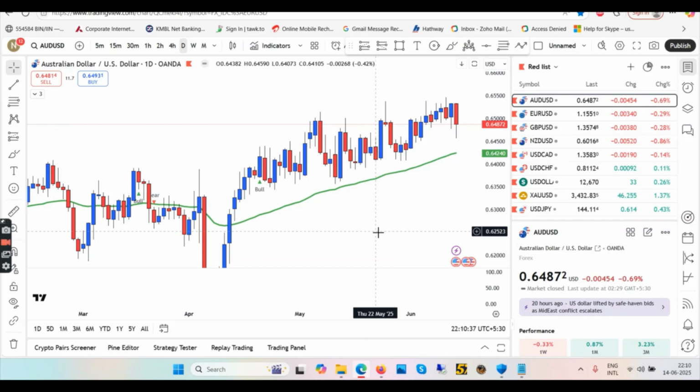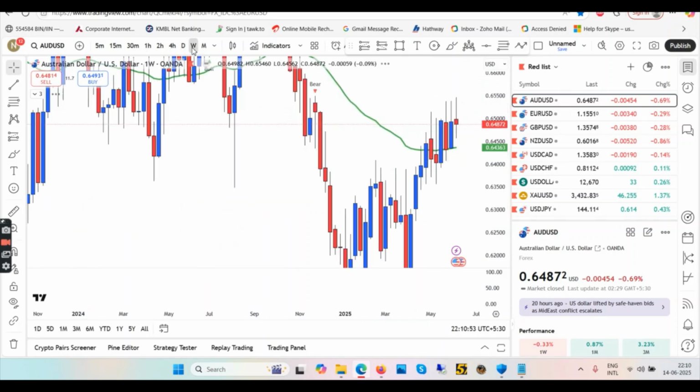Coming back to the chart here, starting with this top-down approach for AUDUSD. Now you can use this analysis for NZDUSD as well, because I don't record separate videos for NZDUSD. So use the AUDUSD analysis for the NZDUSD pair as well if you trade.